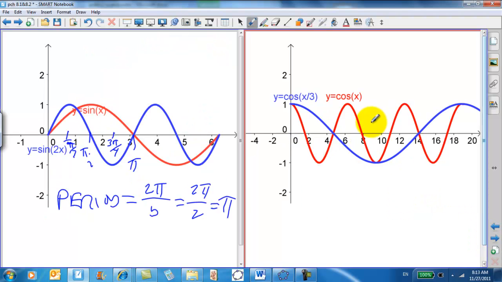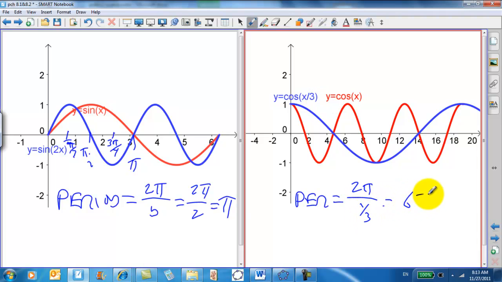Now with this graph, something strange happened. Y equals x over 3. So now the period is again 2 pi divided by the coefficient on x, which is a third. So we end up with a period of 6 pi, which is over 18, for our blue cosine x over 3.